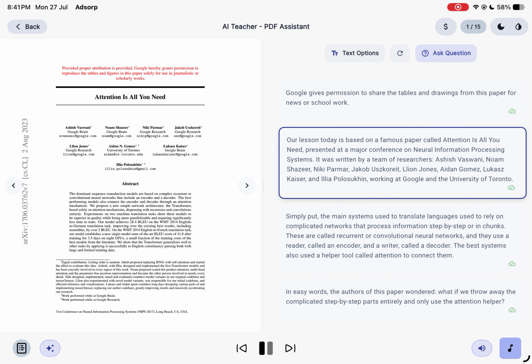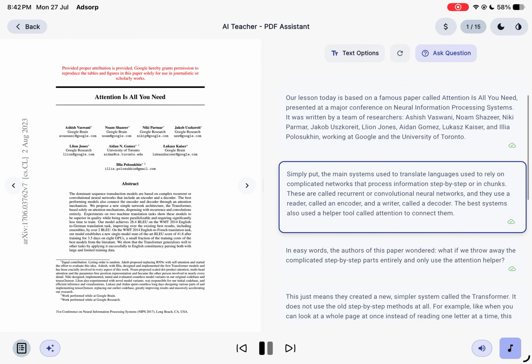Our lesson today is based on a famous paper called Attention is All You Need, presented at a major conference on neural information processing systems. It was written by a team of researchers, Ashish Vaswani, Noam Shazeer, Niki Parmar, Jakob Uszkoreit, Llion Jones, Aidan Gomez, Lukasz Kaiser, and Illia Polosukhin, working at Google and the University of Toronto.